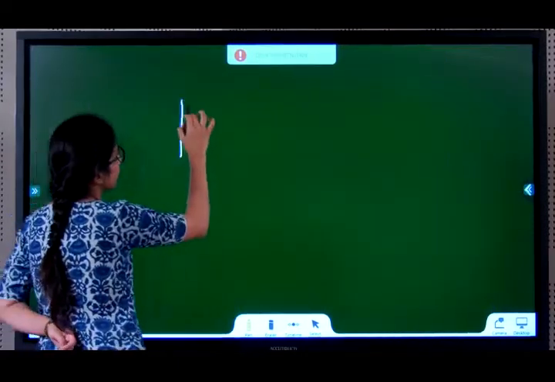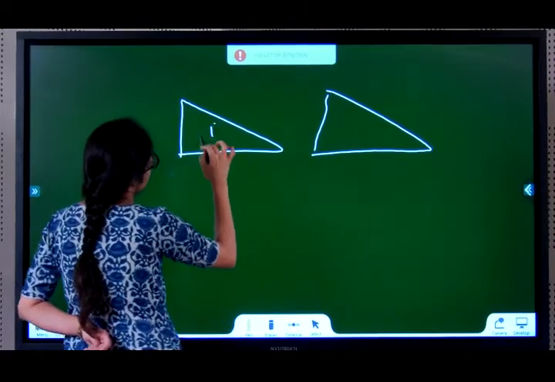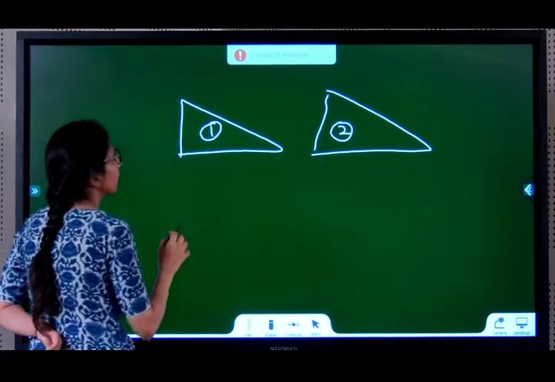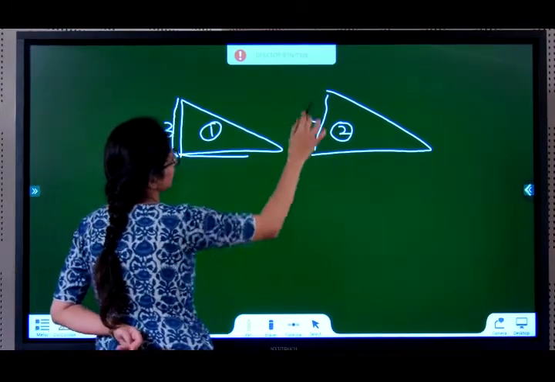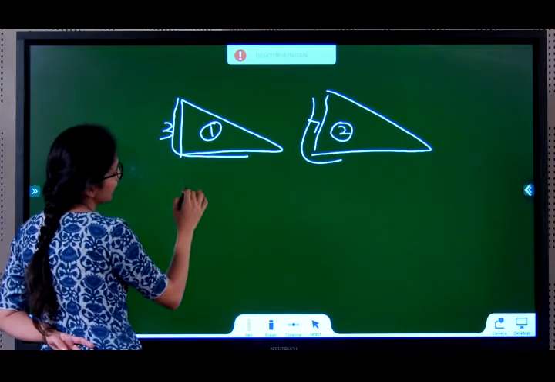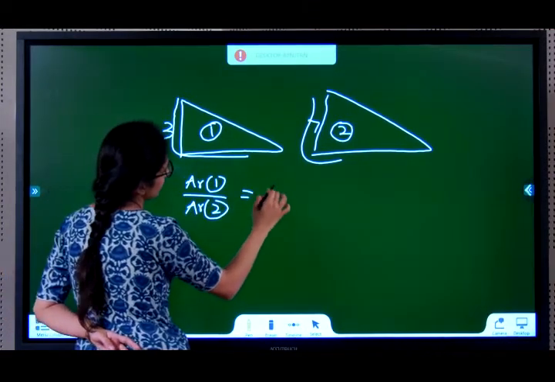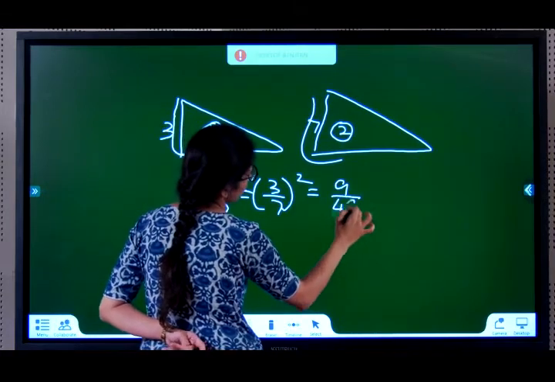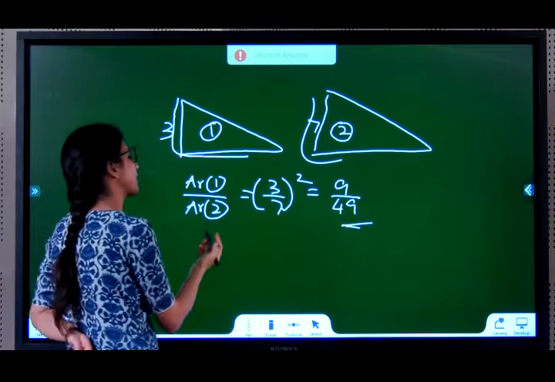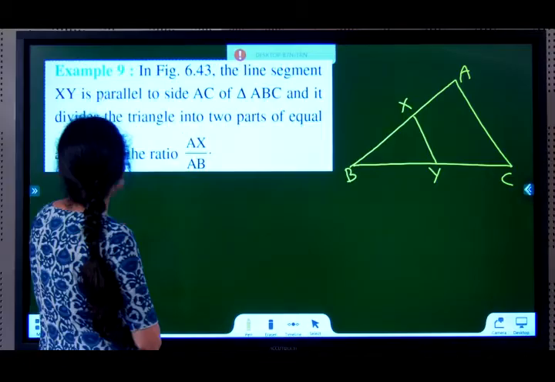If I have two triangles, triangle 1 is similar to triangle 2, and let's say this is 3 and this is 7, and I've told you this is similar to this. You can simply write area of 1 by area of 2 is 3 by 7 the whole square, 9 by 49. Without solving, without calculating anything else, you can directly tell the answer. That's the meaning of this theorem.